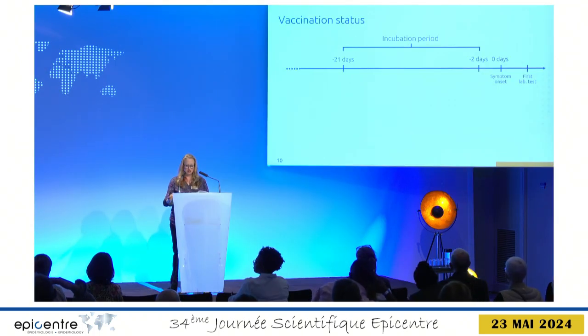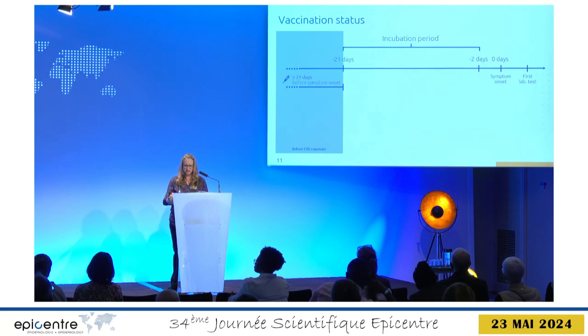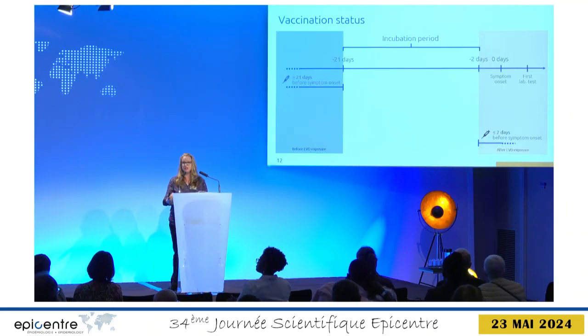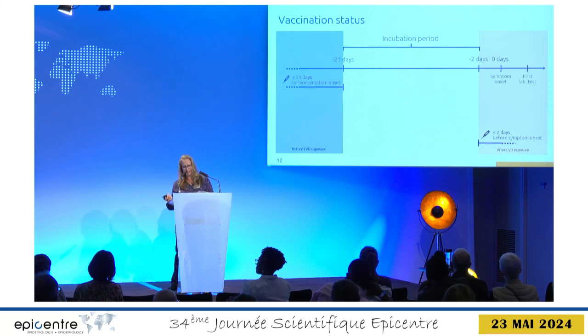So now let's review how we define vaccination status. Recall that the incubation period of EVD is 2 to 21 days. Accordingly, we know that people who were vaccinated 21 days or more before their symptom onset were vaccinated before their EVD exposure. This is our first vaccination status category. And likewise, we know that people who were vaccinated 2 days or fewer before their symptom onset were vaccinated after their EVD exposure. However, defining the next vaccination status categories is a bit trickier.